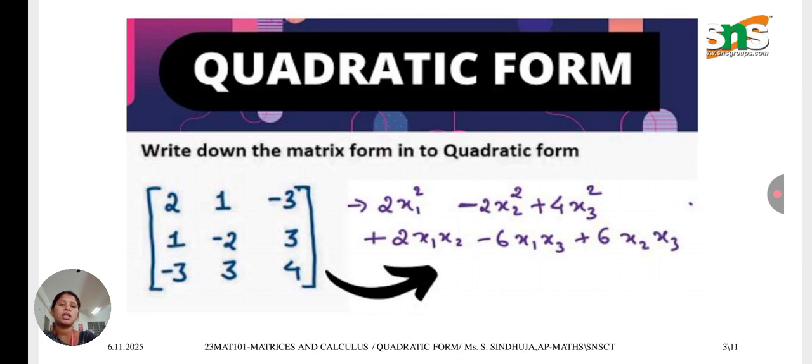If the quadratic equation is given and we want to convert it to matrix form, we write the main diagonal elements, that is the coefficients of the square terms, as they are, and the other coefficients are shared between two places. So we divide by 2 to get the matrix form from the quadratic form.